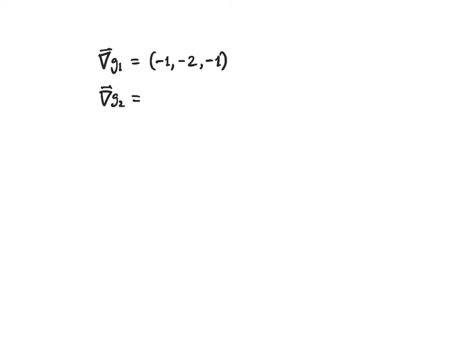Okay, G2, if you differentiate with respect to x, you get 2x. With respect to y, you get 2y. And with respect to z, you get 0. Because remember, the function is just this. It doesn't involve z.